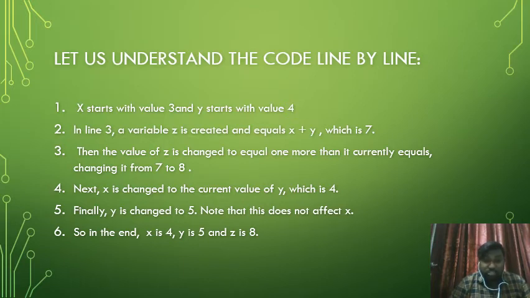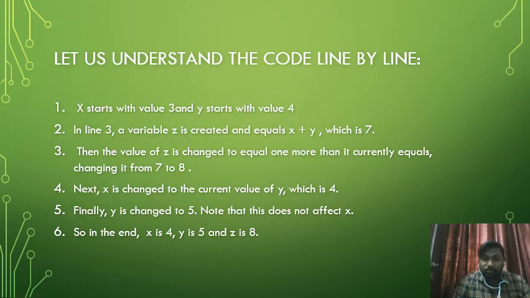7 plus 1, 8. Then next, x is changed to the current value of y, which is 4, because x equal to y. What is the y value? 4. So the y value is assigned to the x variable. Now the x variable value is 4 and the y variable value is 4. Finally, y is changed to 5. Now the y value has changed to 5. Note that this does not affect x. So in the end, x is 4 and y is 5 and z is 8. This is the program of the previous thing we discussed.